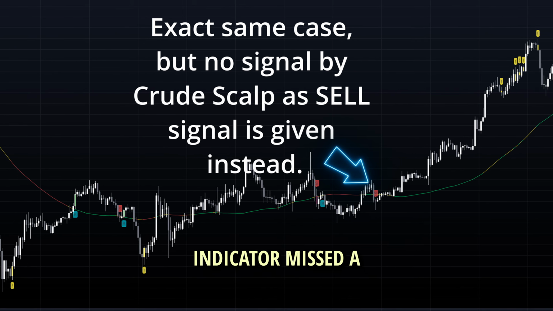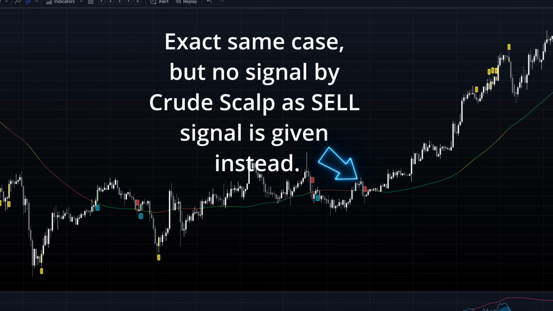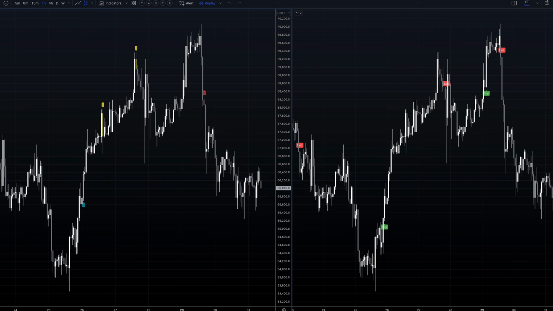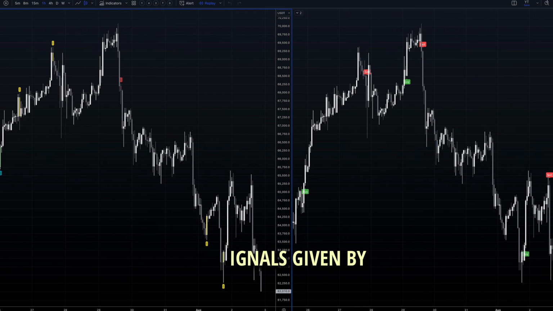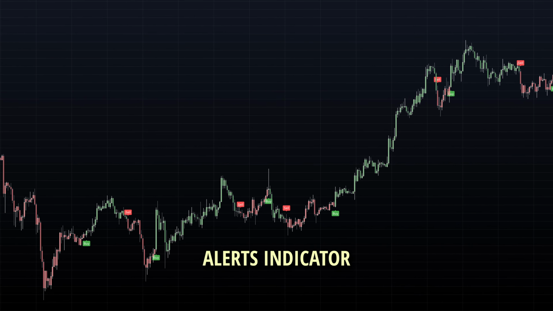Sometimes one indicator missed a signal at the right time, but they were mostly secondary confirmations. The main entry conditions, like trend direction, area of value rejection, and trendline breaks, were much more crucial in this case. However, if we were to rely solely on the signals given by these two indicators, I'd probably give the edge to the UT bot alerts indicator.